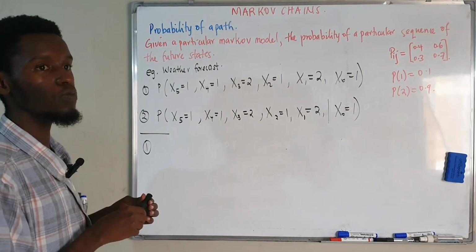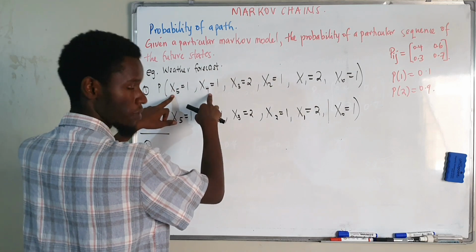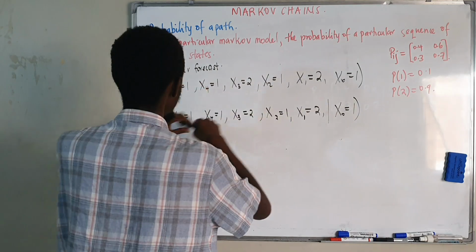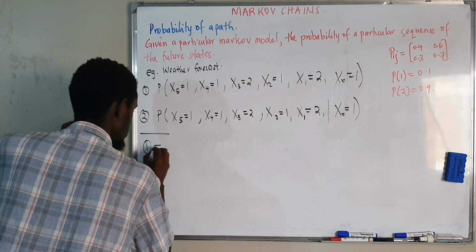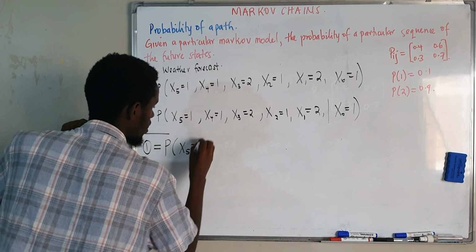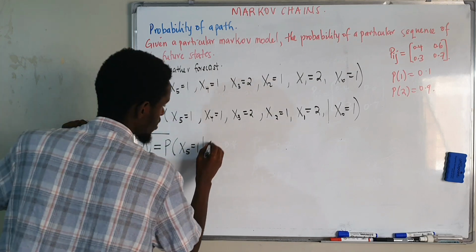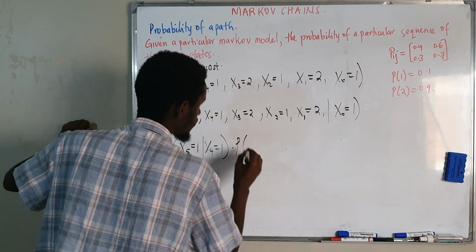Therefore, we shall always multiply. We shall always determine the future using the present, not the past. Therefore, this whole thing is the same as having the probability of x5 equal to 1, provided the current state x4 equal to 1, times the probability of the next one.